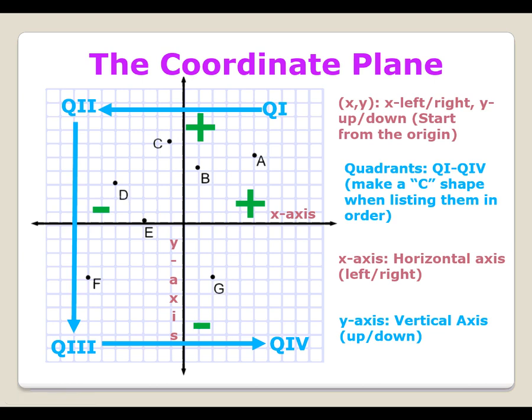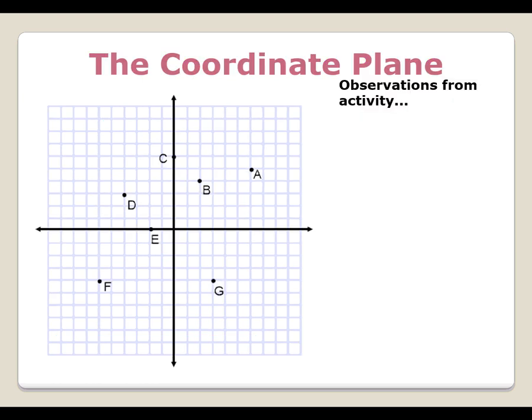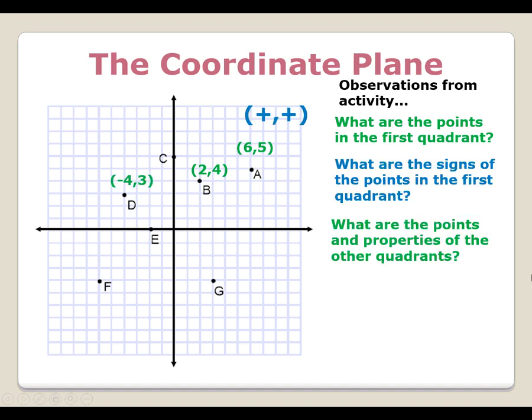In class, we did this really cool activity where you had to learn about different points, and then afterwards, we talked about some observations about points and different values for points in different quadrants and on different axes. So the points in the first quadrant are A and B, which are always positive. So no matter what, if you're in quadrant 1, x and y are always positive. That will always happen.